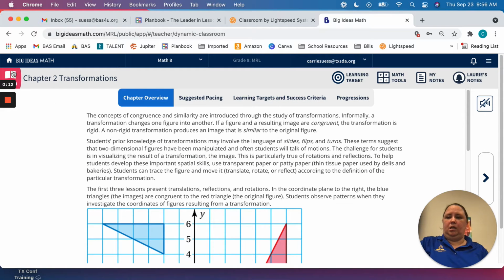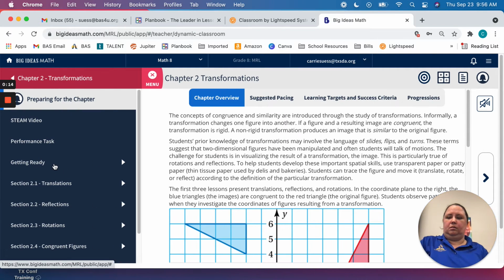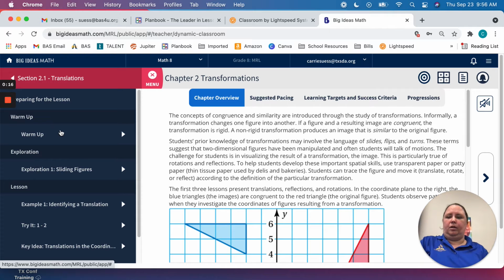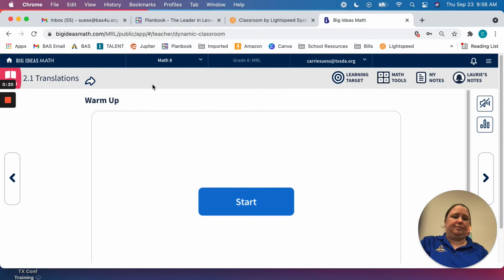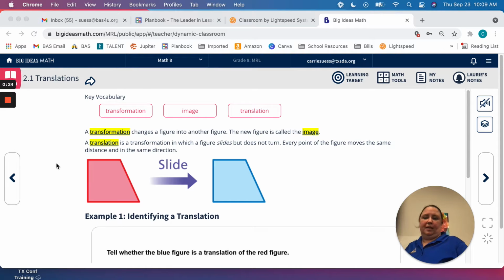2.1. We are learning about translations today. Okay, you should be writing the key vocabulary in your journal with the definition. And you need to draw this slide picture right here of this shape sliding. And then we're going to do the example 1 here in just a moment.